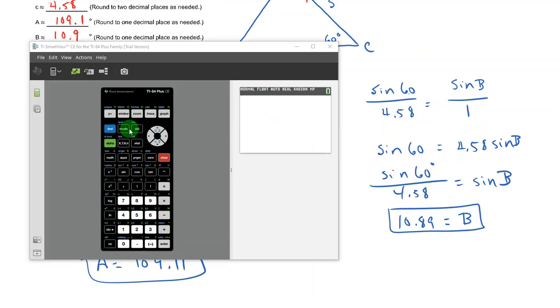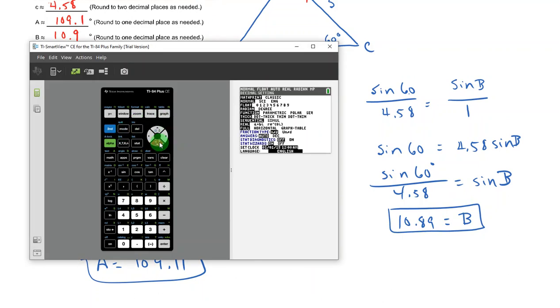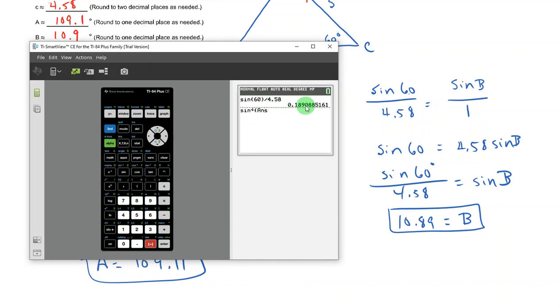So I've brought my calculator up. Let's make sure that I'm not in degree mode. So let's go here, put it in degree mode. Second, quit. All right, so just wanted to show you that if you do sine 60, close, divided by 4.58, we get that. Then we'll do second sine, second answer. So we're saying this is our sine, and we want to know the angle that has that. And we hit enter, and we get 10.89. I didn't round. We're rounding to one decimal place. It's going to be 10.9.